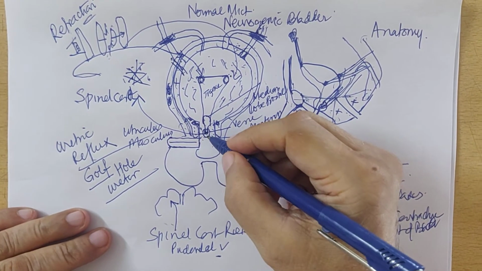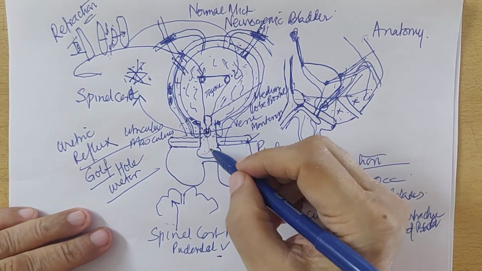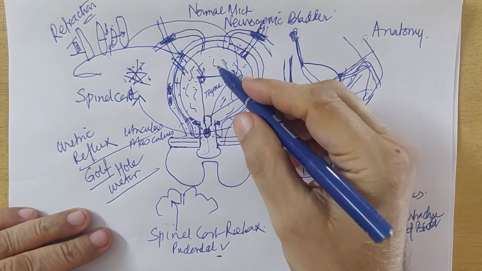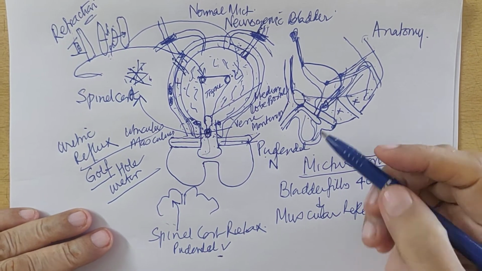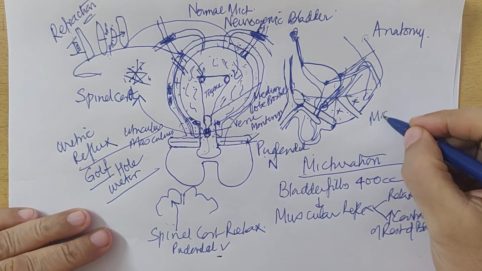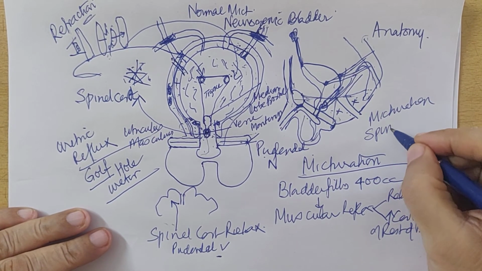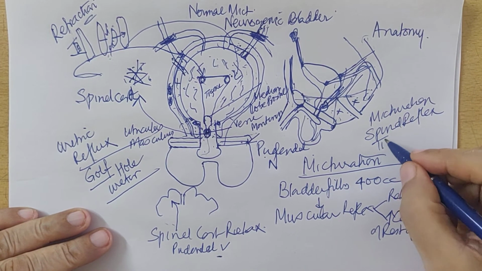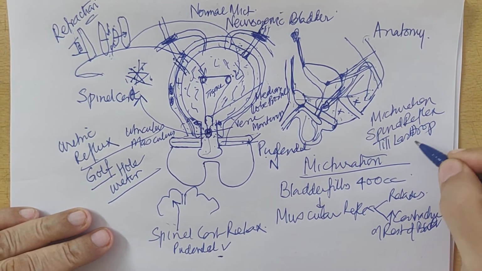voluntarily, and therefore the urine starts flowing out, and the spinal reflex is active till the last drop of urine goes out. Therefore the micturition is sustained by the spinal reflex till the last drop is out.